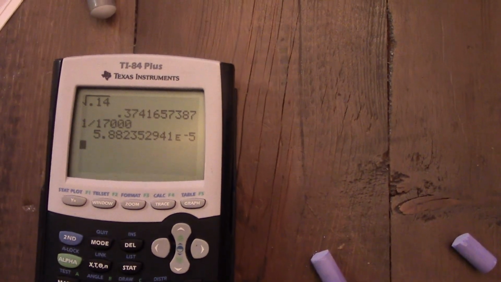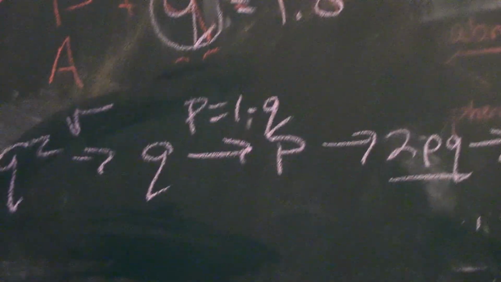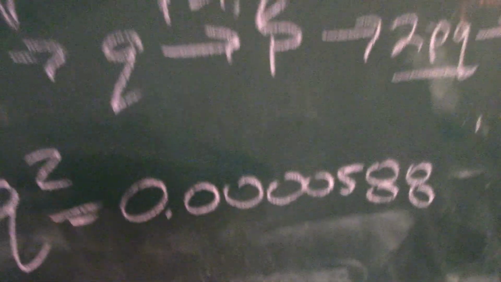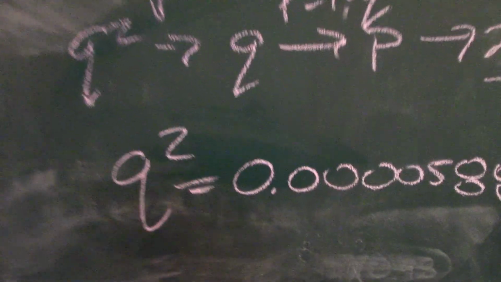Right? And that is 5.88 times 10 to the negative fifth. So Q squared equals 5.88 times 10 to the negative fifth, or 0.0000588. So that's Q squared. So Q squared equals 0.0000588. Okay? So let's solve for Q.